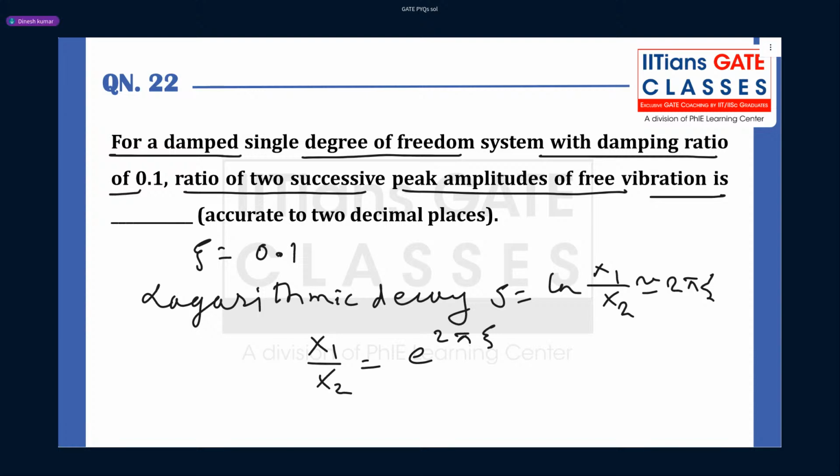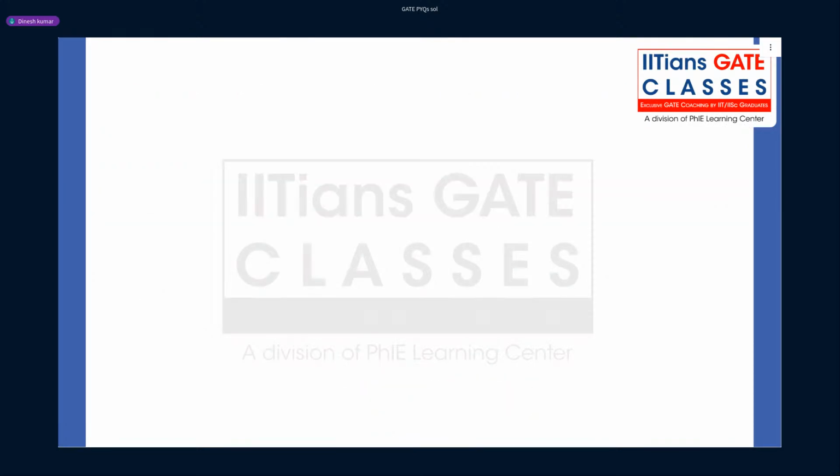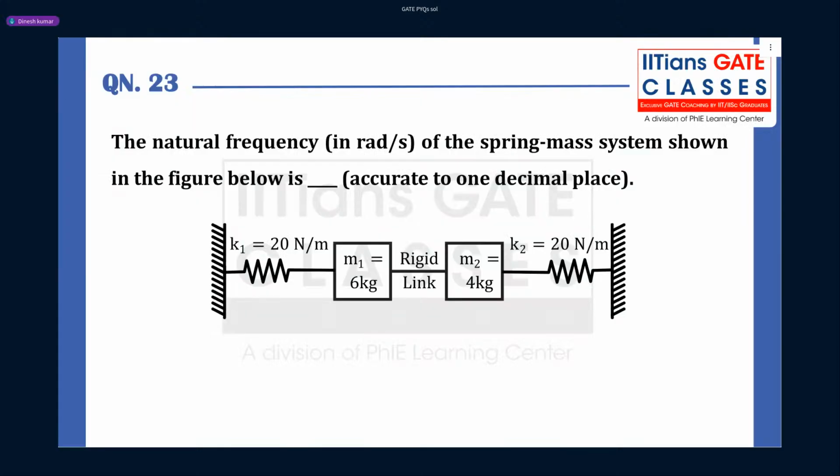So what is x1 by x2? It will be coming as 1.88. Yes, it is 1.87 or 1.88. So it's a repetitive question, and it was a very easy question.